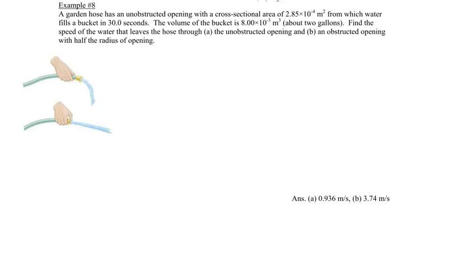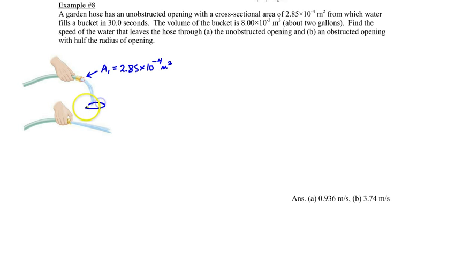Welcome to example number 8. There are a lot of common applications for the continuity equation. One of the common examples would be a garden hose or a fire hose, and what happens when you obstruct the opening. So in example number 8, we have an unobstructed area of 2.85 × 10^-4 meters squared, which fills a bucket in 30 seconds.